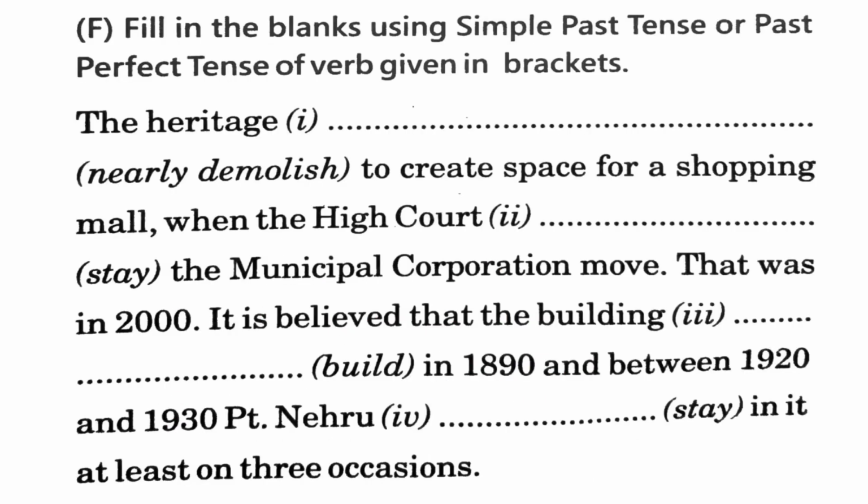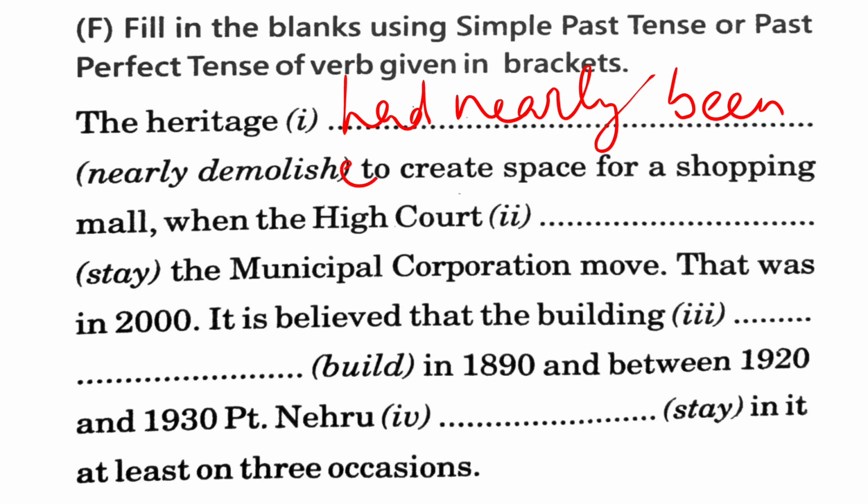Fill in the blanks using simple past tense or past perfect tense of verb given in brackets. The heritage had nearly been demolished. So here we will be adding been demolished, ed form, to create space for a shopping mall when the High Court stayed the municipal corporation move. That was in 2000.